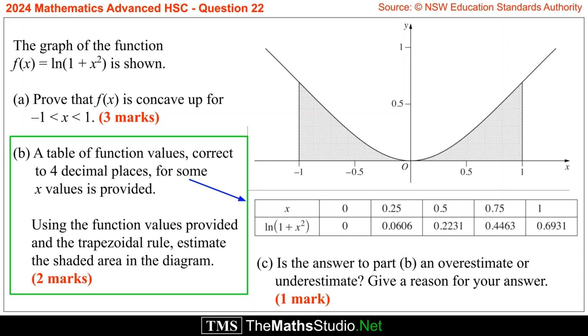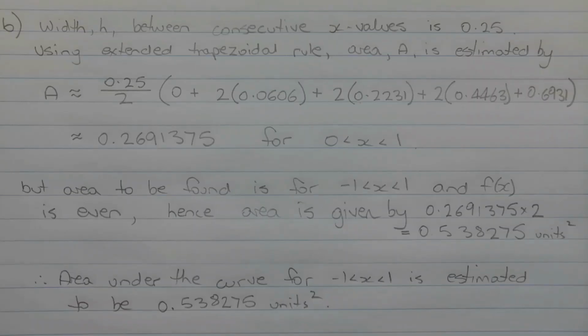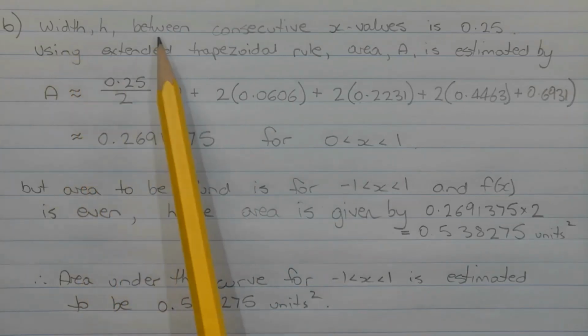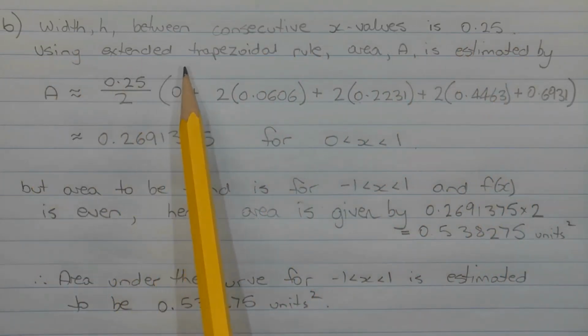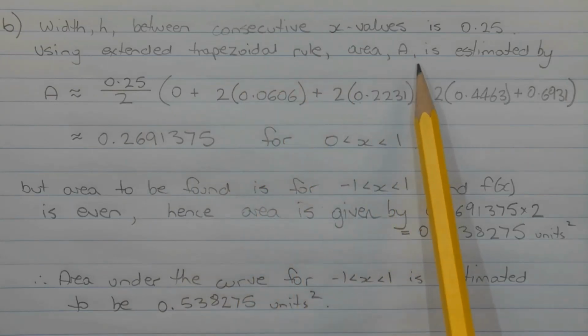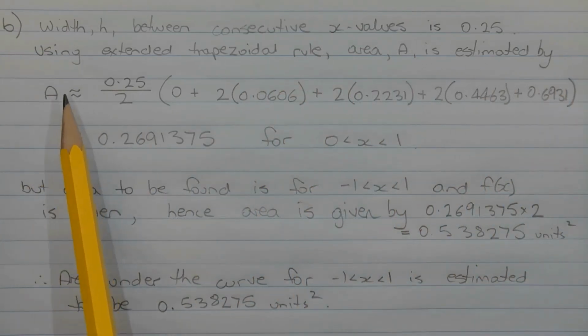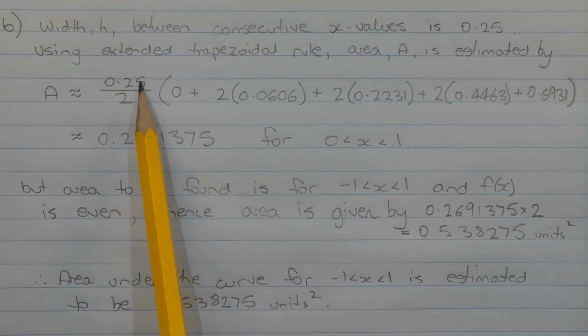Part B. A table of function values, correct to 4 decimal places, for some x values is provided. Using the function values provided and the trapezoidal rule, estimate the shaded area in the diagram. From the table, the width h between consecutive x values is 0.25.